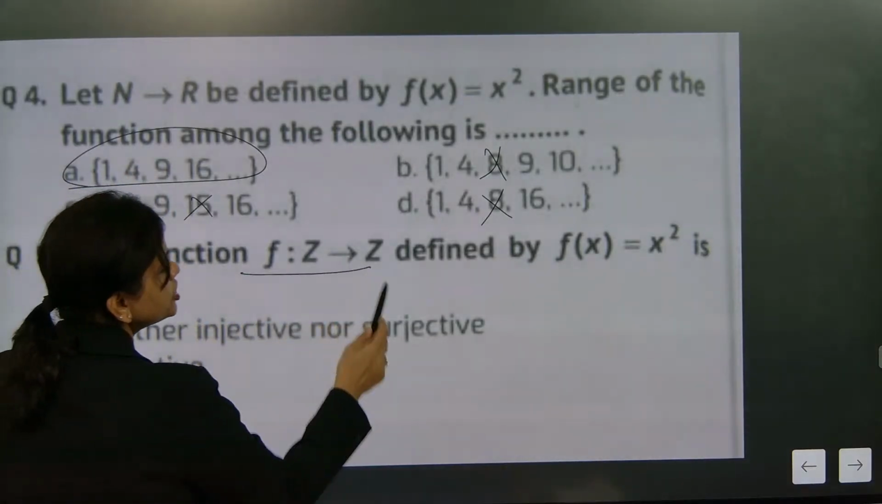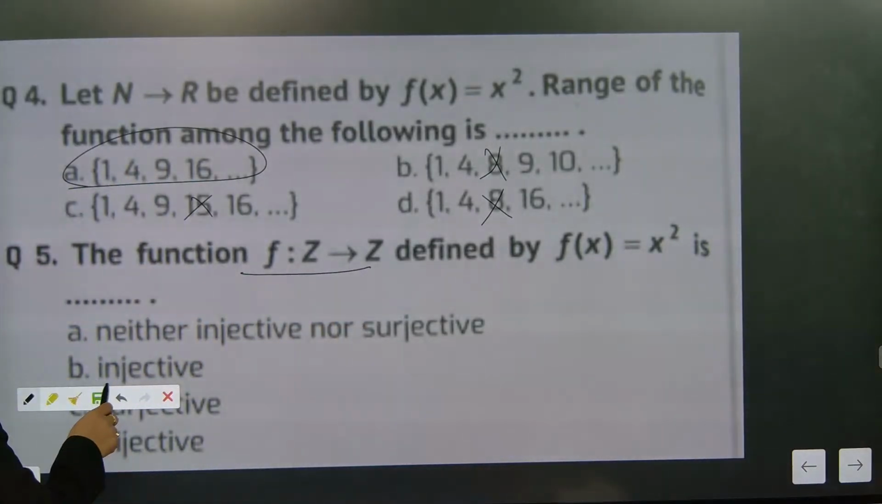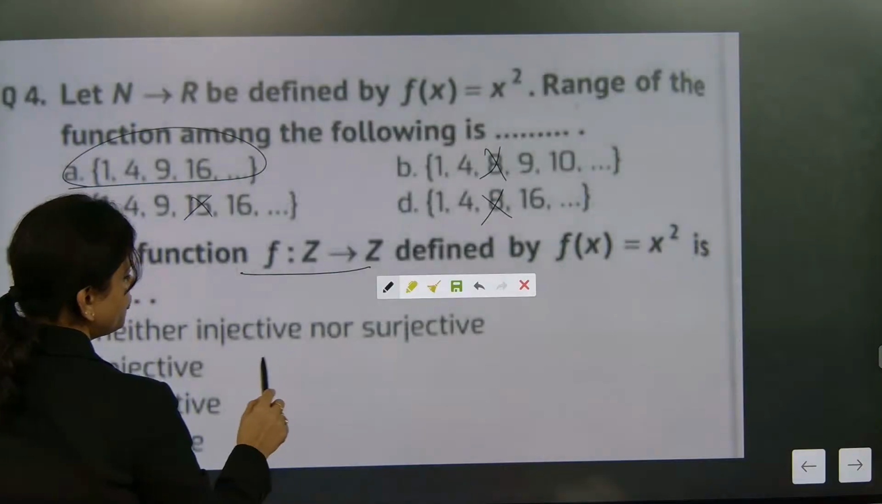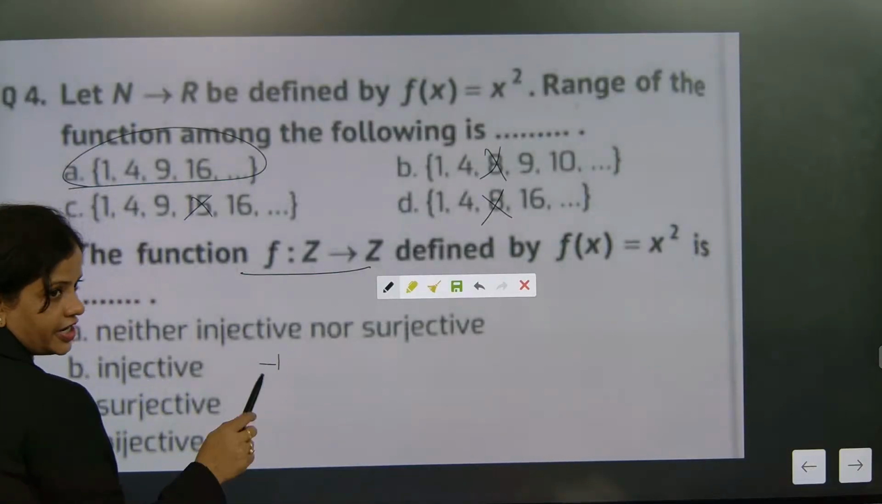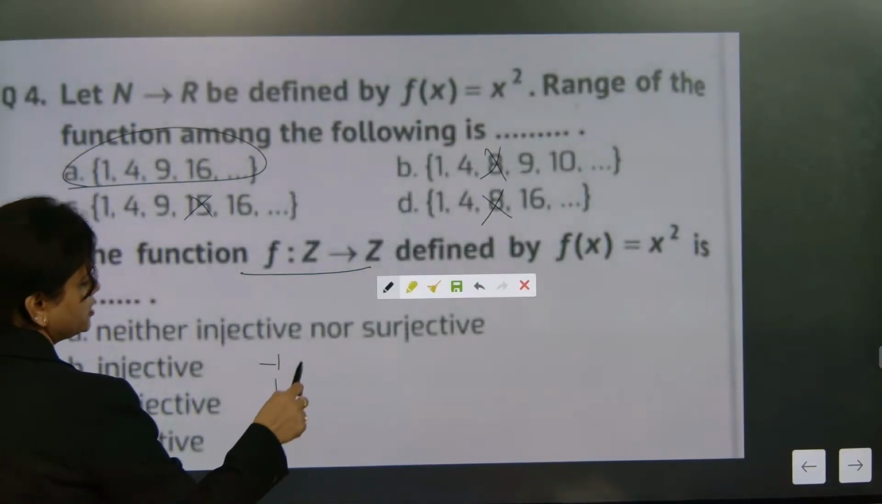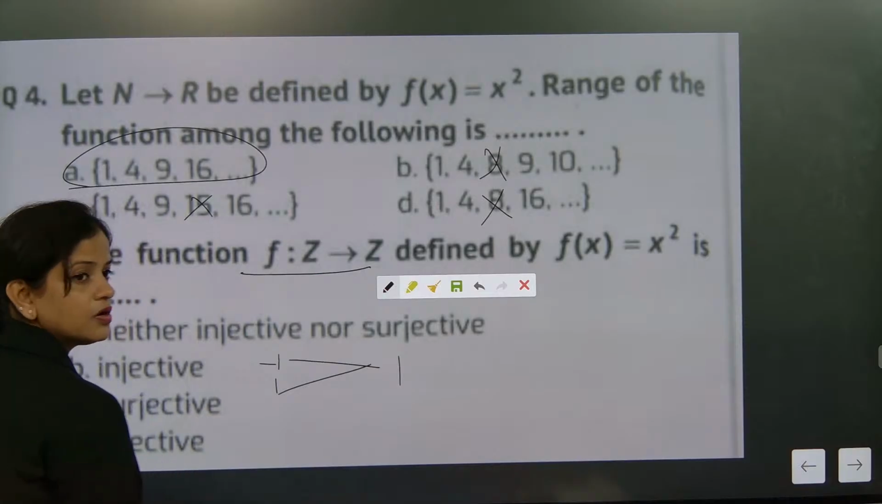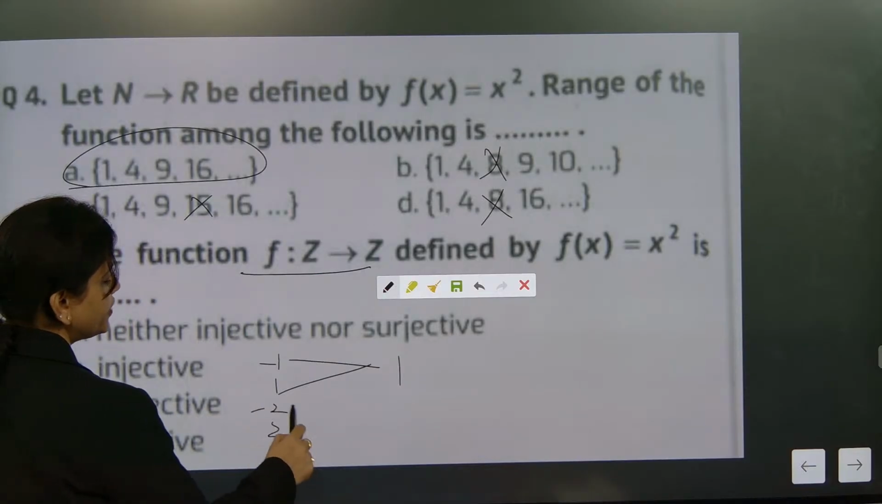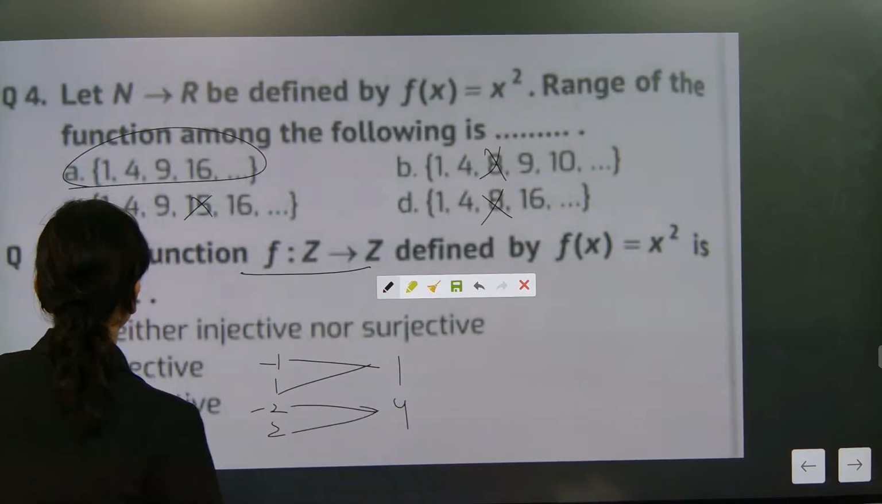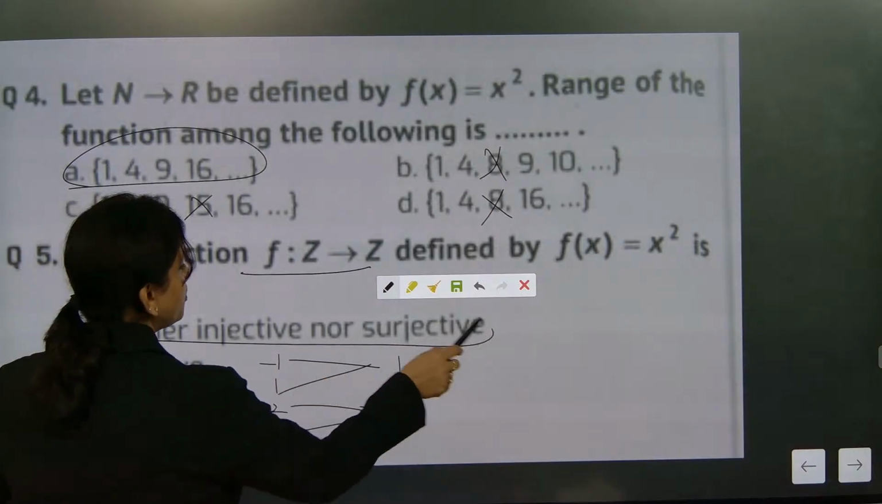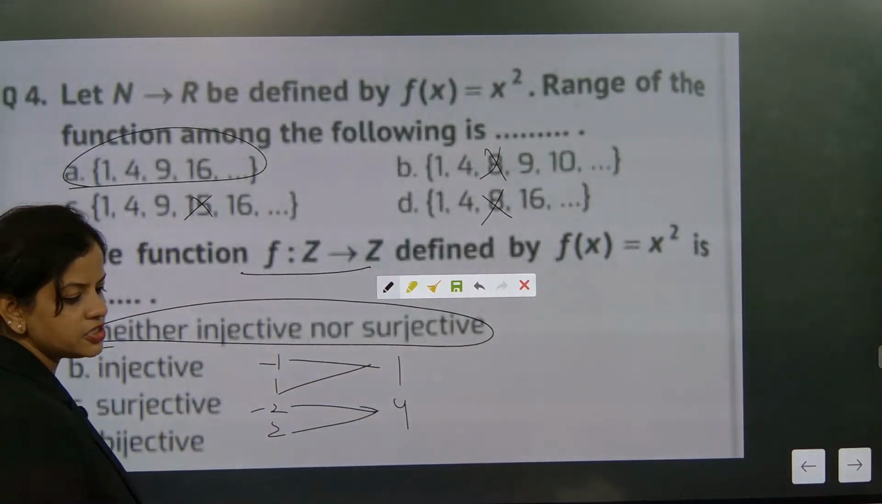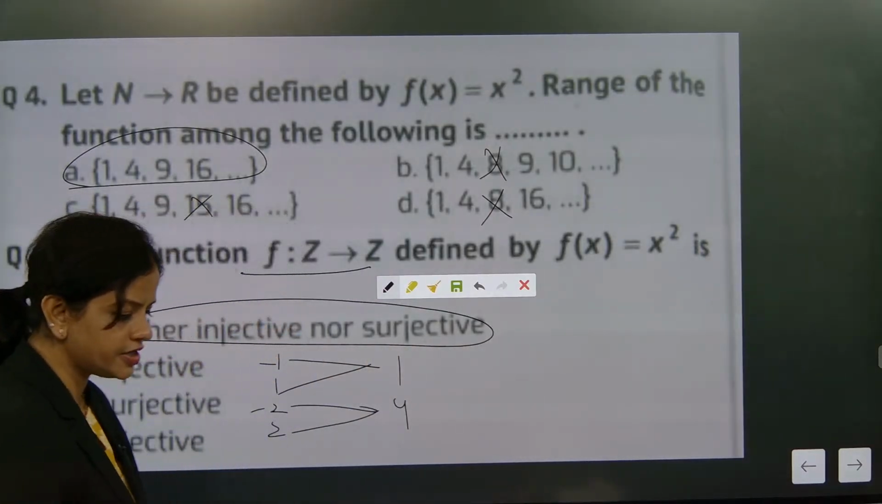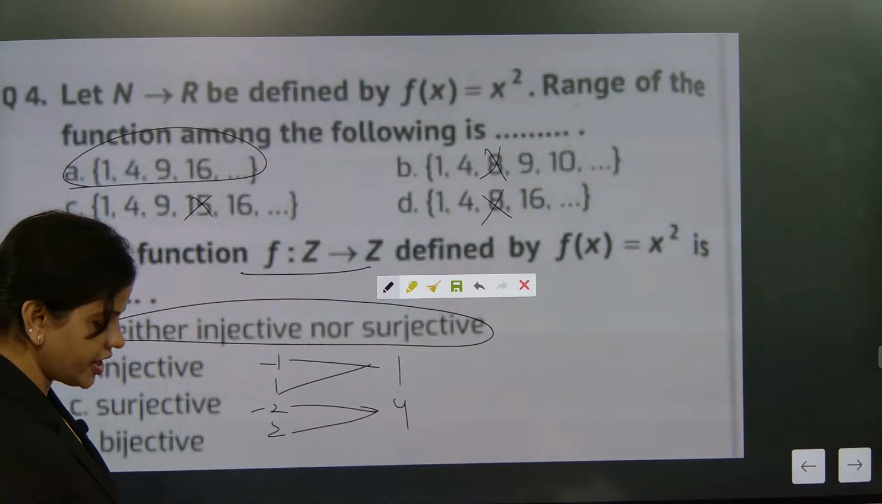The function is from integers to integers and f of x is equal to x square. If you are taking integers, integer means what? Negative and positive numbers. Minus 1, 1, it will come for 1. Minus 2, 2, it will come for 4. So it is going to be neither injective nor surjective. So like this you have to catch the answer. Absolutely correct, Shivaranjani. Answers are now coming absolutely correct.